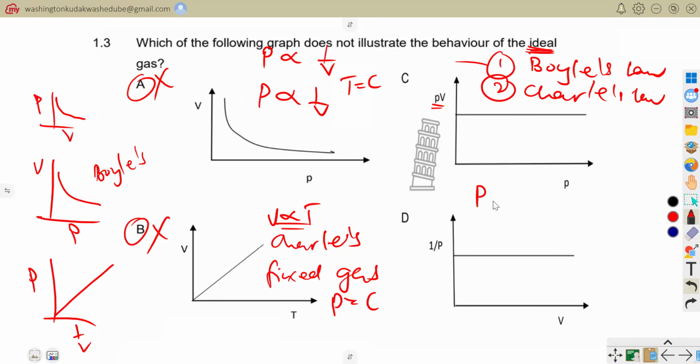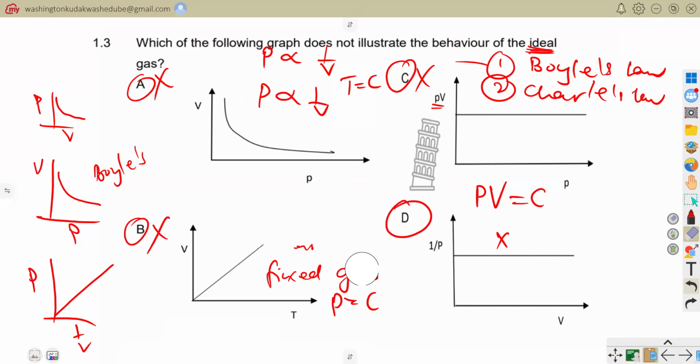So this is to say PV is equal to a constant. And this is what Boyle's law actually says. So this one also obeys the ideal gas law. But when you go to D now, it is saying 1 over P is constant when volume is changing. This is actually incorrect. So this does not illustrate the behavior of an ideal gas. So our answer was supposed to be D.